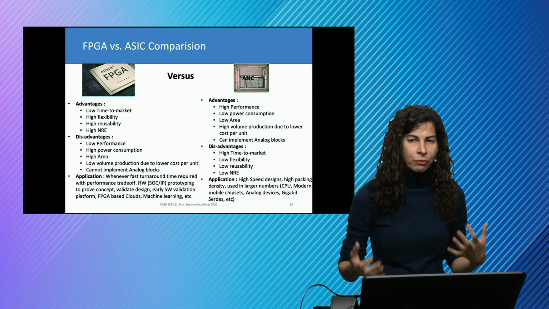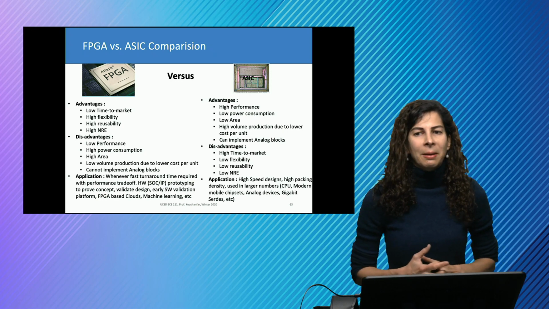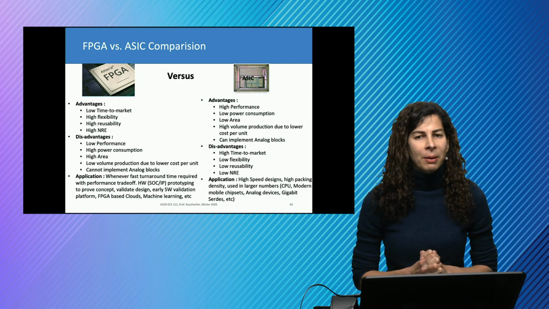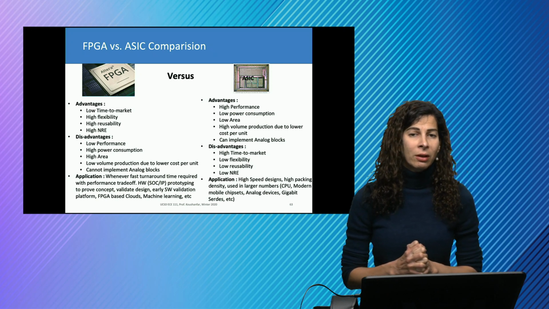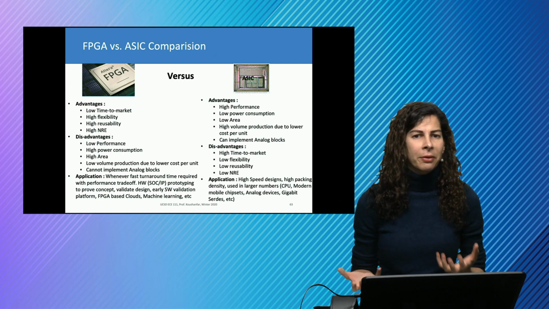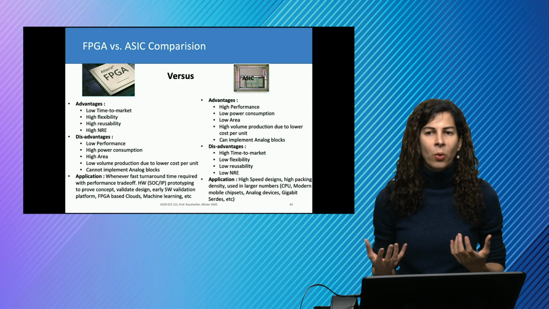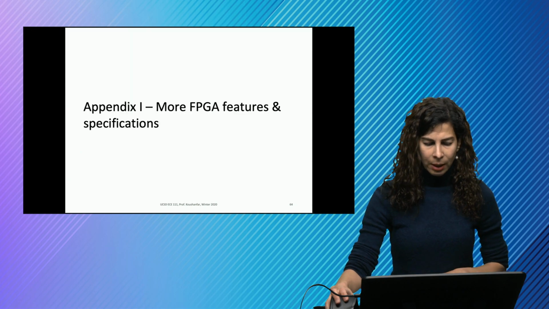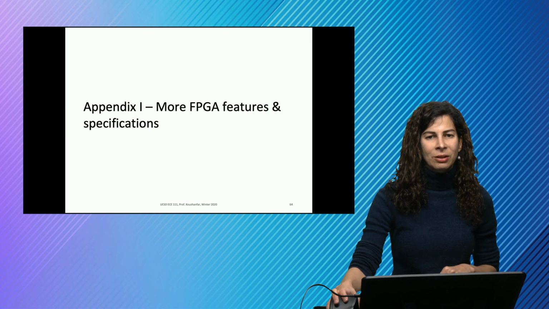And there are applications for both. In fact, FPGAs have been getting more and more market in the past 30 years since they've been introduced and gained popularity. But there are still a number of applications that are using ASIC, and there is basically no replacement for one or the other. There is a market for both, and that's why both of them are very important to learn and use. In the appendix, you could see more information about FPGA features and specifications.